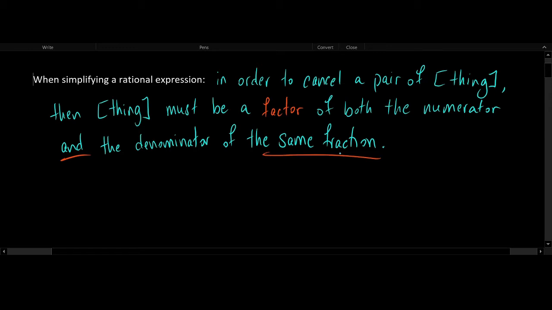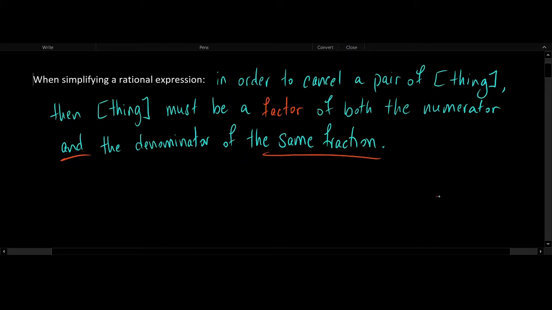So that means that if thing appears in two different fractions, then it can't be canceled. If thing is not a factor, then it can't be canceled. If thing is a factor of the numerator but not the denominator, then it can't be canceled. So it's really, really restrictive, and we've gotten quite lucky when we encounter something that can be canceled out.